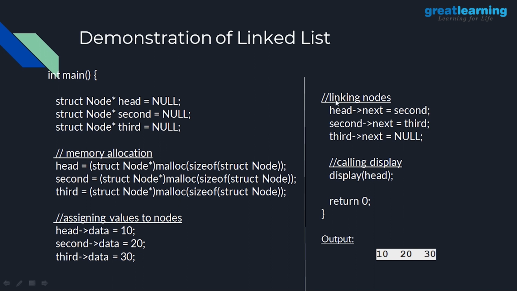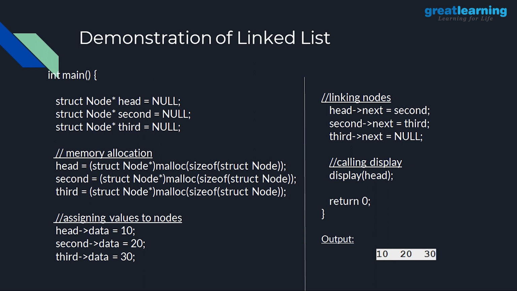Okay, so there is a link between head and the second node, then the second node and the third node, and then the third node's next contains null because our list contains only three elements, that is head, second and third, with data 10, 20 and 30. And then we call a display function in which we pass our head. With the help of head we traverse through the linked list and finally we print out our output as 10, 20 and 30.